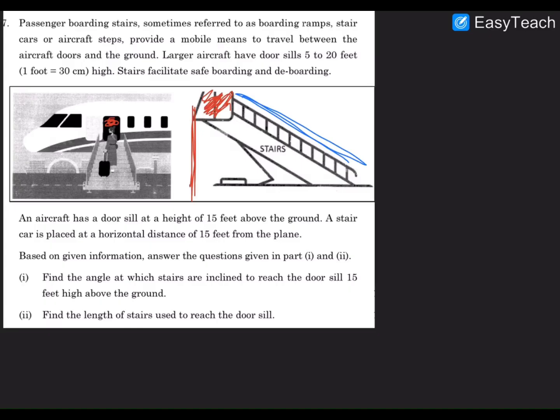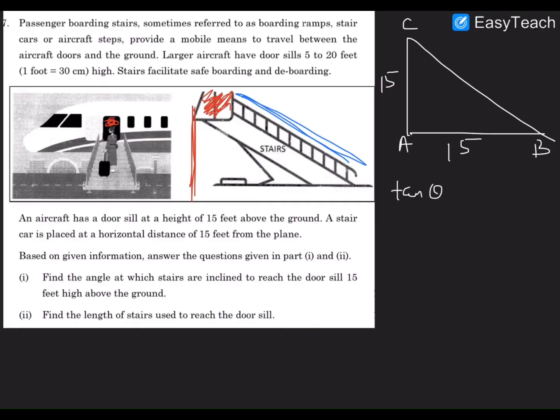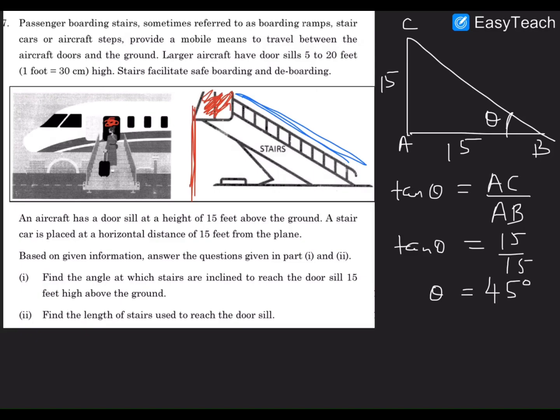They have given that the door sill is 15 feet above the ground and a stair car is placed 15 feet horizontally from the plane on the ground. So this is given 15, this is given 15. We need to find the angle at which the stairs are inclined to reach the door sill 15 feet above the ground. Let this be theta. So tan theta equals AC by AB, which gives tan theta equals 15 by 15, and tan theta is 1 at 45 degrees, so theta comes out to be 45 degrees.